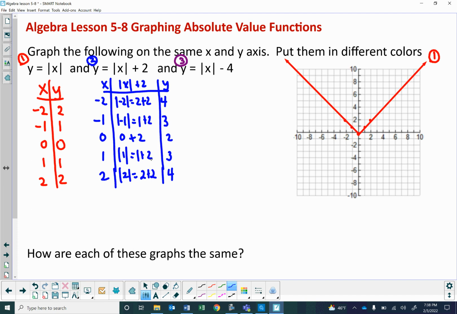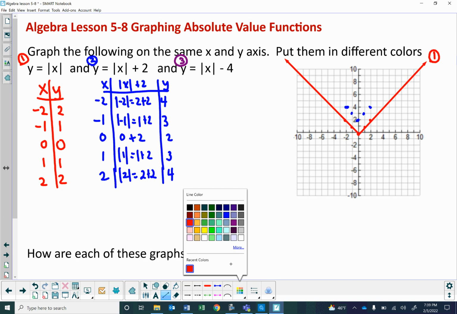So we'll graph this one. Negative 2, positive 4; negative 1, positive 3; 0, 2; 1, 3; and 2, 4. So this absolute value function looks like this blue one here.